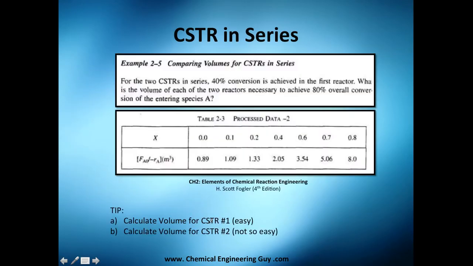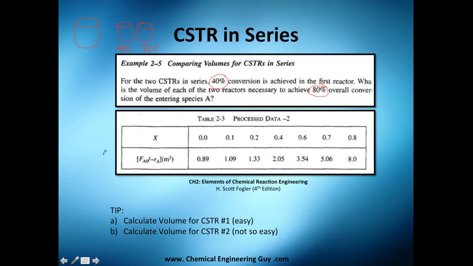That's everything in theory. Now let's do an applied problem: comparing volumes of CSTRs in series. You could either buy a huge CSTR or buy 2 medium CSTRs. We want to see what is better. We're going to use a CSTR to get 40%, and the final is going to achieve 80%.